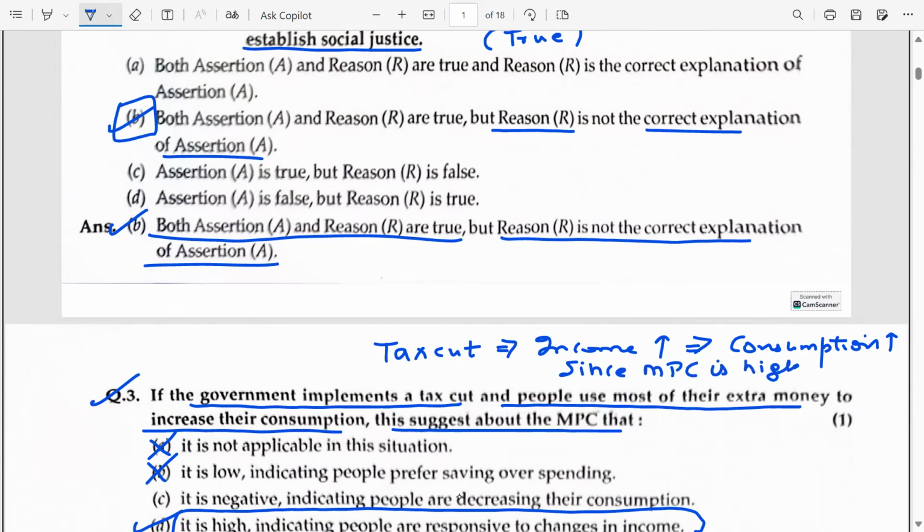So what I'm trying to tell all students is that a tax cut will cause your income to rise. In response to higher income, you are going to increase your consumption. Why are you going to increase your consumption? Because MPC is high. If MPC was low, you may not increase consumption by that much. Because MPC is high, you're going to increase consumption in response to an increase in income. So it simply tells you that MPC is high, indicating that people are responsive to changes in income.